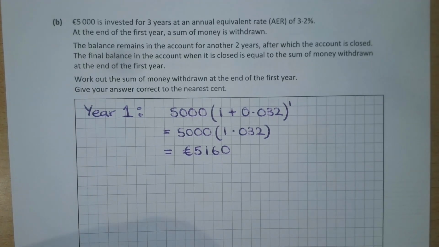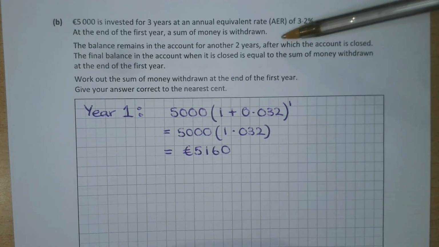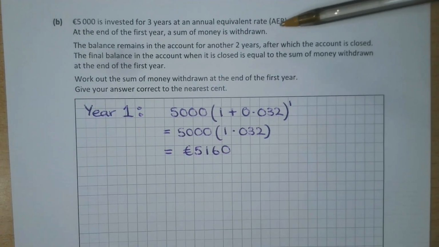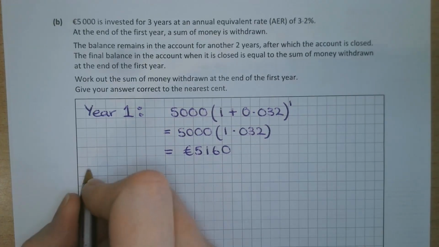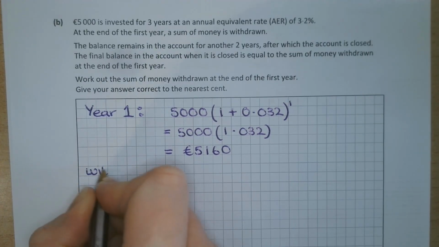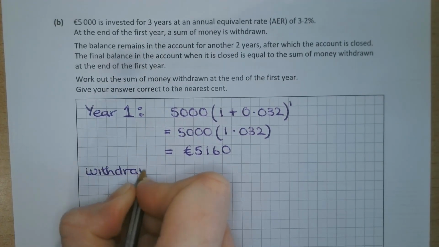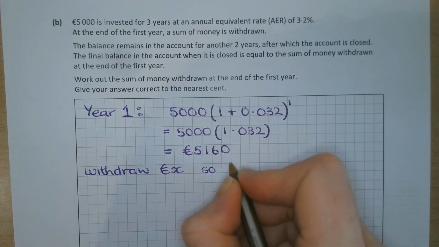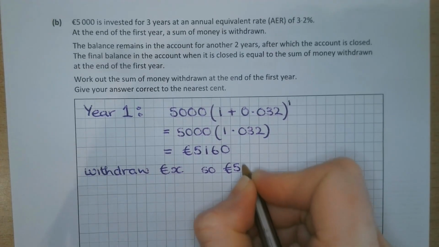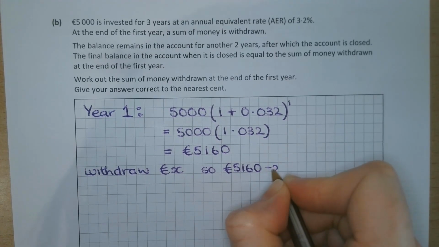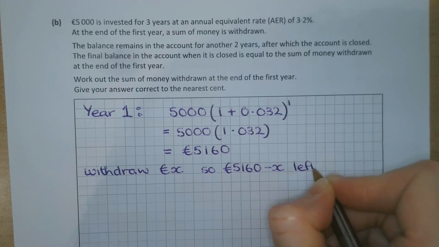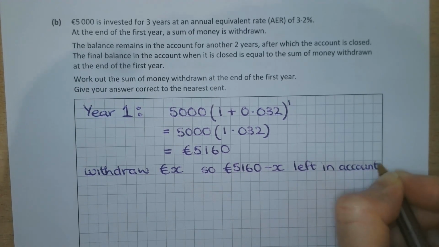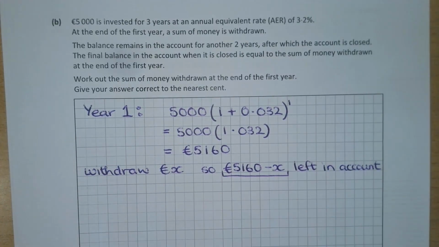Now, an amount of money was withdrawn. We don't know what that amount is. So anytime in maths, if we don't know something, let's give it a letter. Let's give it something to represent itself. So say we withdraw X euro. So what we have is 5,160 minus X left in the account after the first year. So that's the amount then that's going to be taken on to the second year.